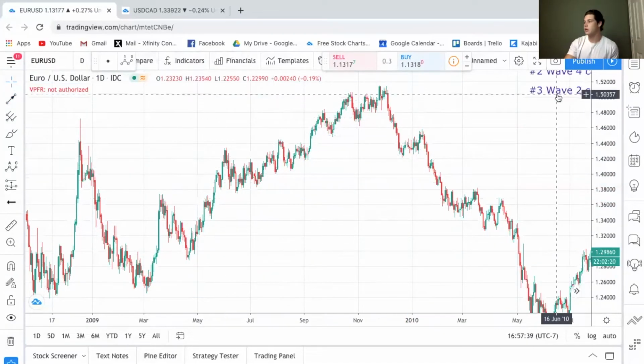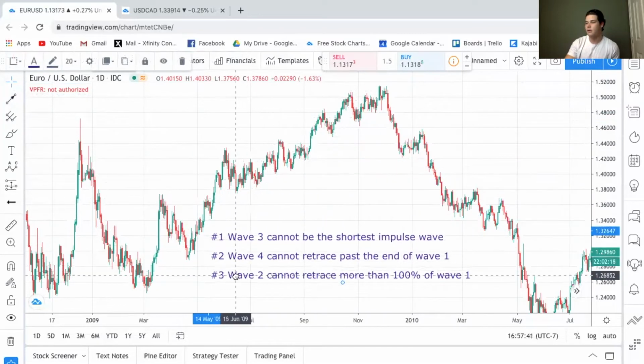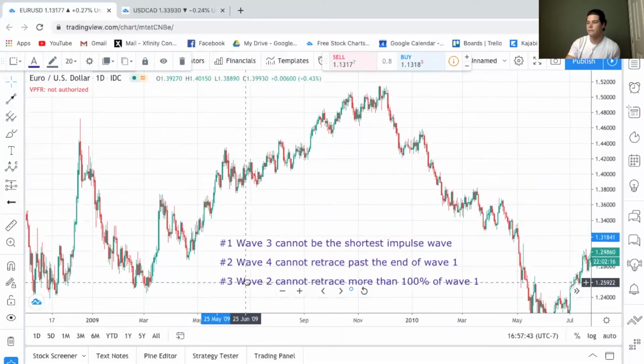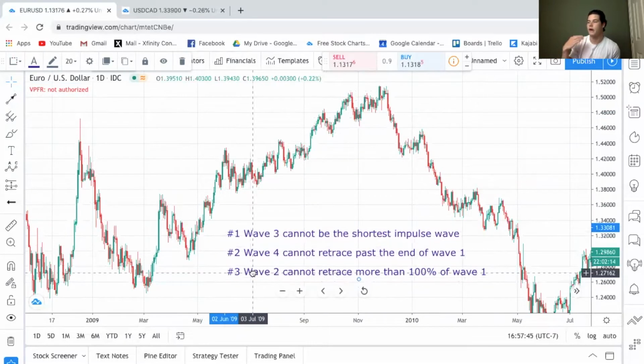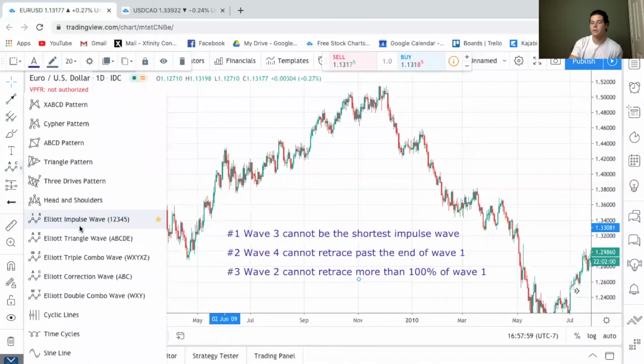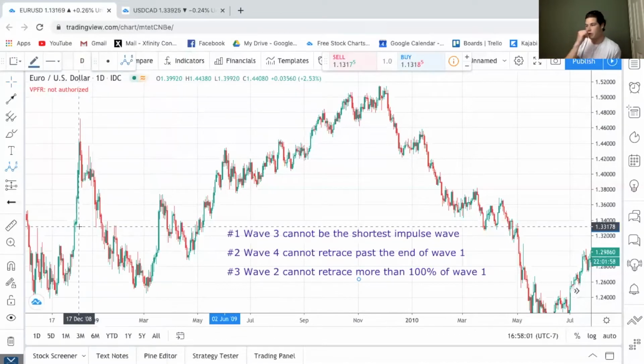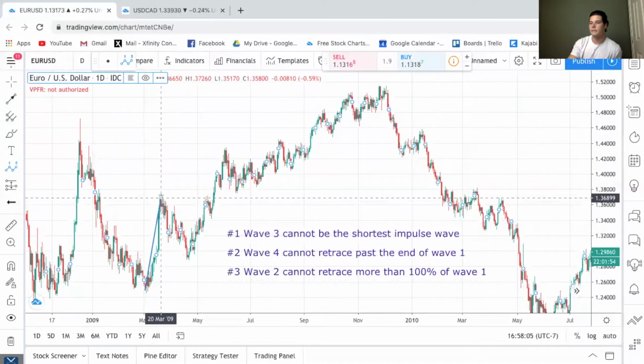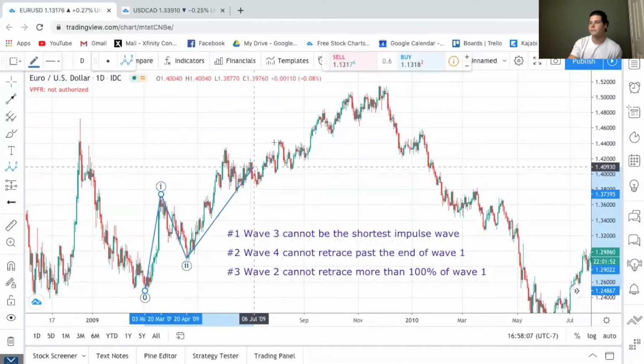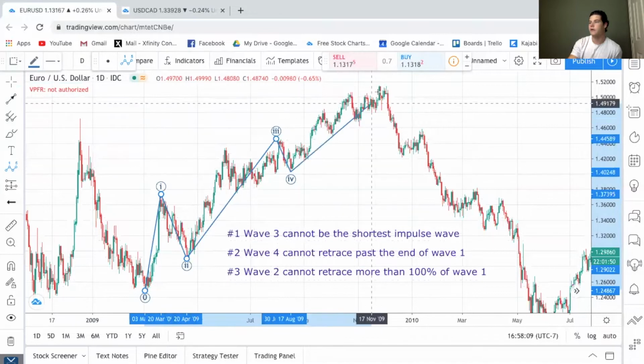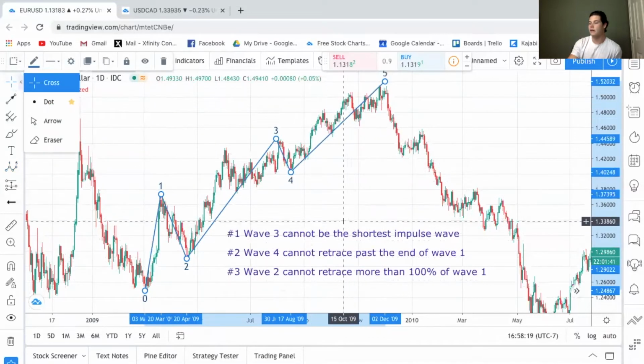So now that you guys know the general shape of the Elliott Wave pattern, there are 3 golden rules that must not be broken in order for a movement to be considered of Elliott Wave fashion. I'm going to go over to our patterns and choose the Elliott Impulse Wave pattern here so that I can mark this up and go over the rules with you. So we have our 1, 2, 3, 4, and 5. And then, let's check our rules.